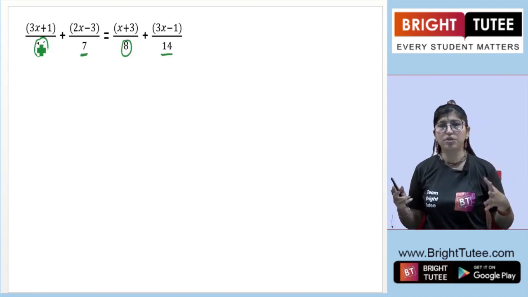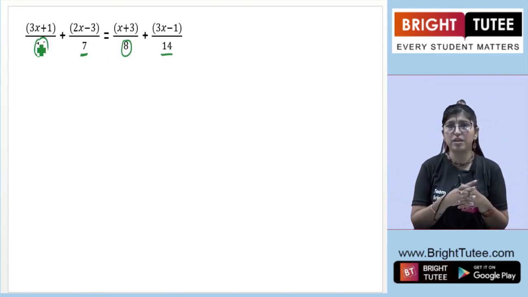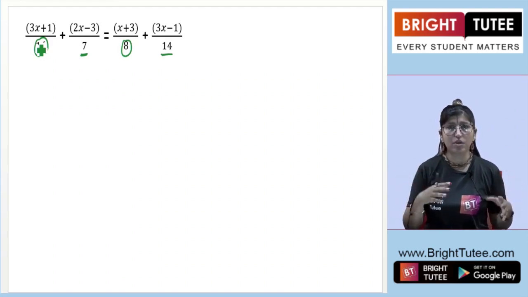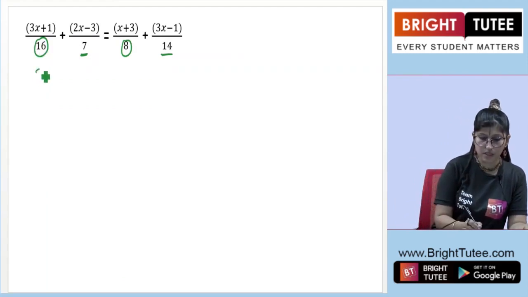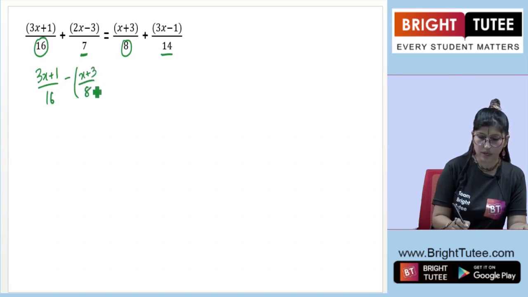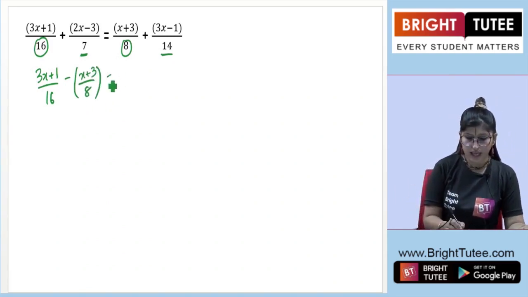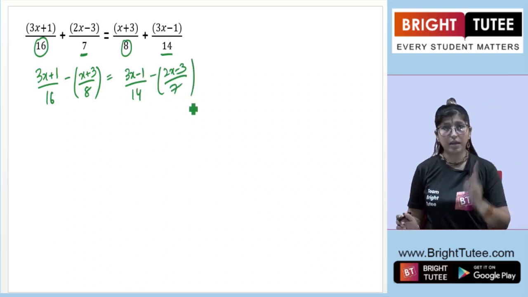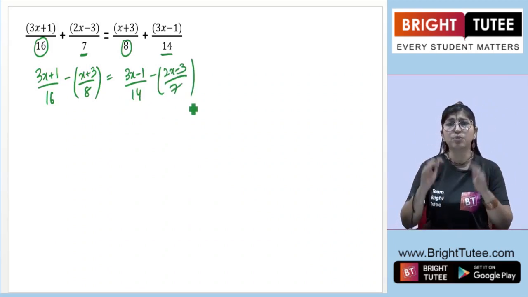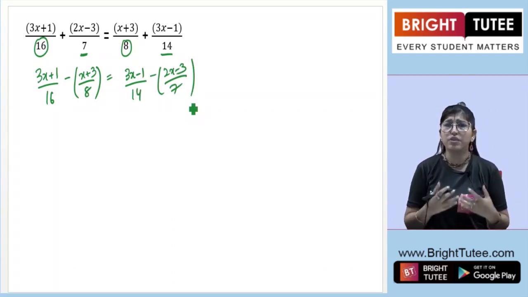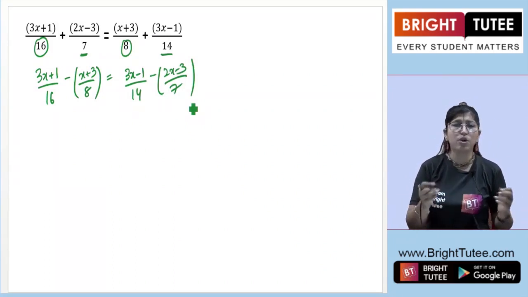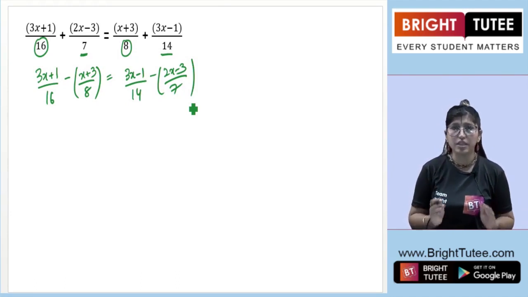Don't you think we should club these two algebraic expressions together so that all the calculations that follow are easier? So we'll do the same thing over here. 3x plus 1 upon 16 minus x plus 3 upon 8, we shift to the left hand side, and 3x minus 1 upon 14 minus 2x minus 3 upon 7 to the other side. Keep in mind, whenever you put a minus, you should put a bracket, because after 2 or 3 steps you may forget that minus sign and not change the signs. So make sure you do not make these kinds of mistakes.